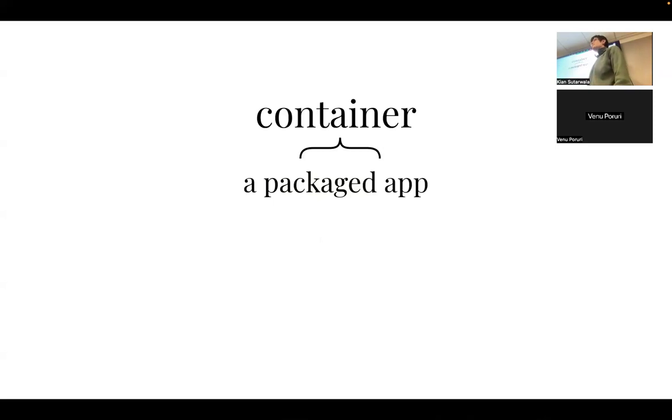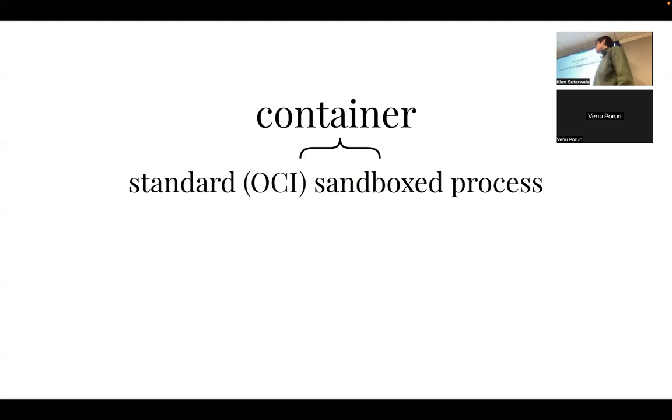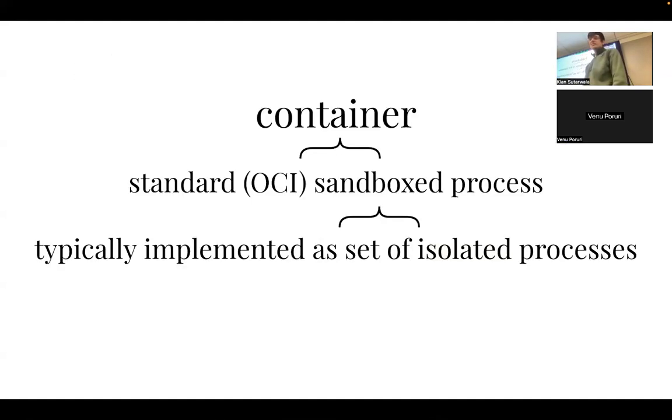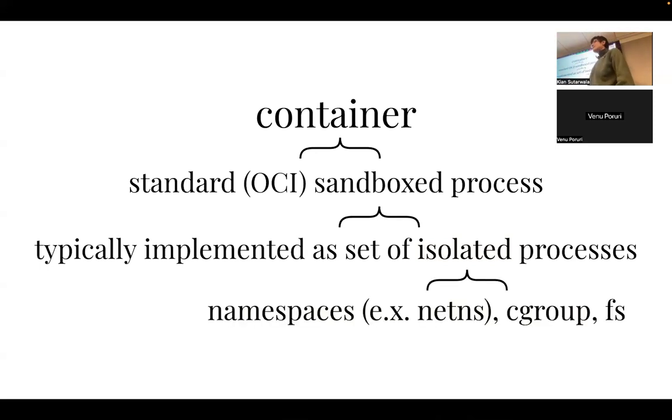So we talked about this a little bit in the Docker lecture, but just to reiterate, a container is a packaged app. In more detail, it's a standard. OCI is the name of the standard, a sandboxed process. It's implemented as a set of isolated processes that are separated by namespaces. Different namespaces are like network namespaces, cgroups, file system.